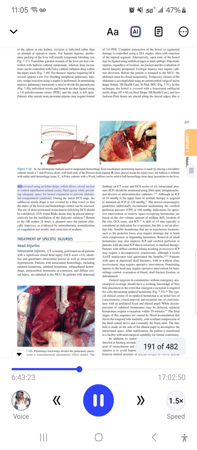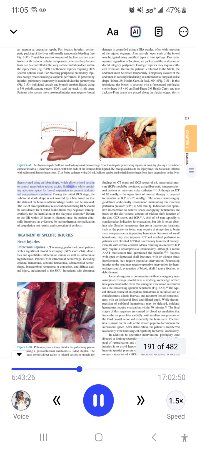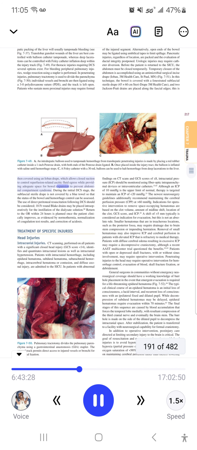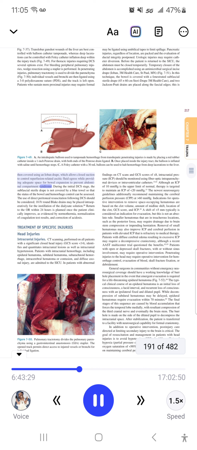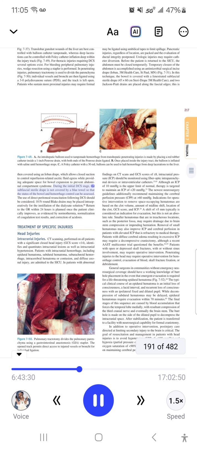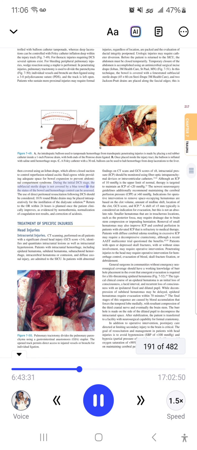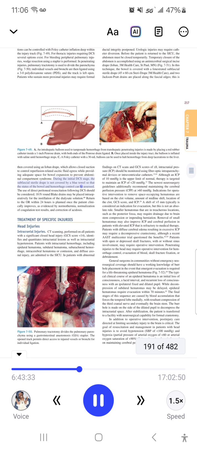And covered using an iodine drape, which allows closed suction to control reperfusion-related acidic fluid egress while providing adequate space for bowel expansion to prevent abdominal compartment syndrome. During the initial DCS stage, the subfascial sterile drape is not covered by a blue towel so that the status of the bowel and hemorrhage control can be assessed.